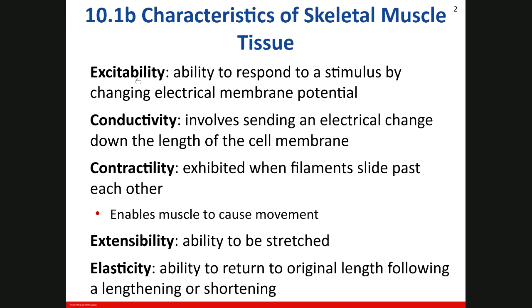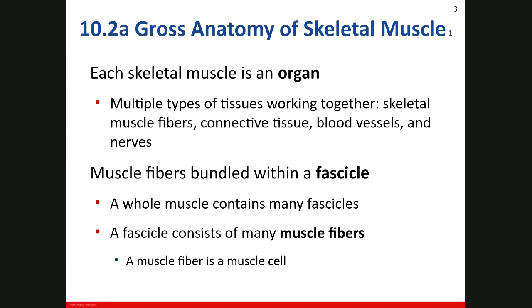Excitability, conductivity, contractility, extensibility, and elasticity are the characteristics which you can find in your skeletal muscle. Each skeletal muscle is an organ. You know that an organ is a group of tissues which work together to perform a specific task. In this skeletal muscle, in this organ, we have skeletal muscle fibers. The fibers are important here because they can do contraction and relaxation.